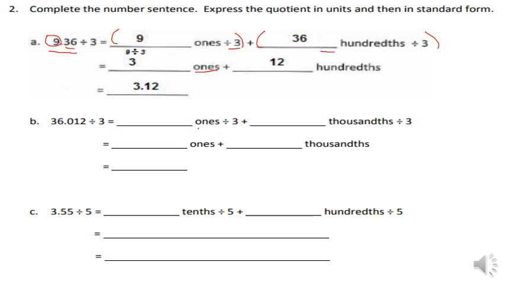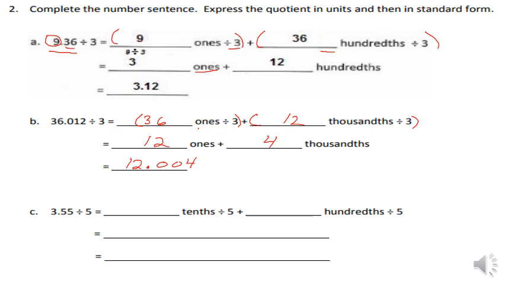In B, we can see we have 36 and 12 thousandths. So I know I'm going to take 36 ones, and I like putting parentheses so I can see the difference. I can see that 1/10, excuse me, 100th is not divisible by 3, but I know 12 thousandths is. So I want to put 12 thousandths divided by 3. Now I can use my basic math facts: 36 divided by 3 gives me 12 ones, and 12 thousandths divided by 3 gives me 4 thousandths. And we write that as 12 ones and 4 thousandths.